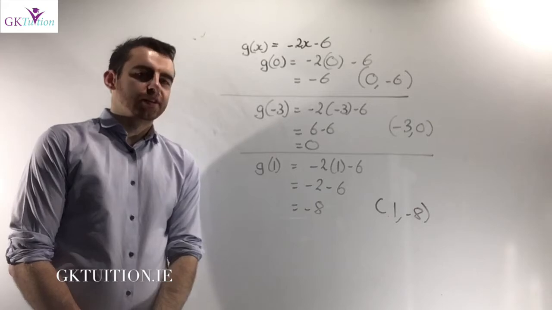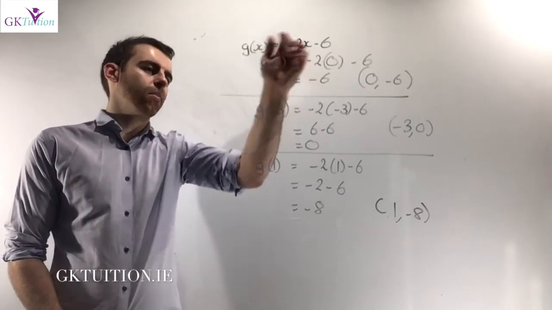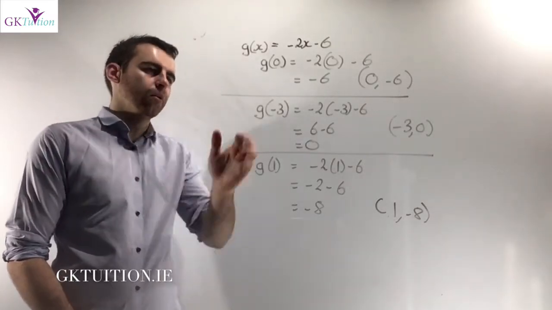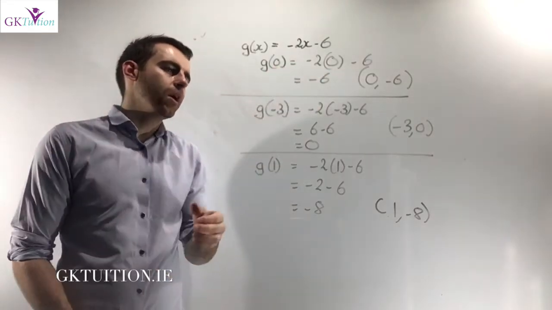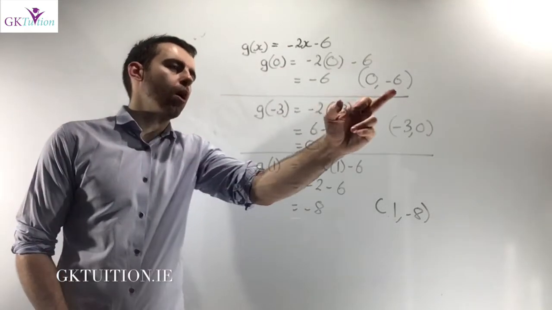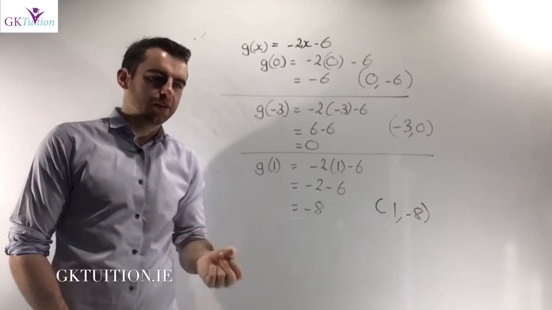So all I've done here is I'm trying to find the corresponding y values. If g of x is minus 2x minus 6, I want to work out what is the value of y when x equals 0. So I sub in, I just get g of 0. Everywhere there's an x, I sub in a 0, and I end up with minus 6. That tells me that when x is 0, y is minus 6. That's my first point of intersection between the curve and the line.